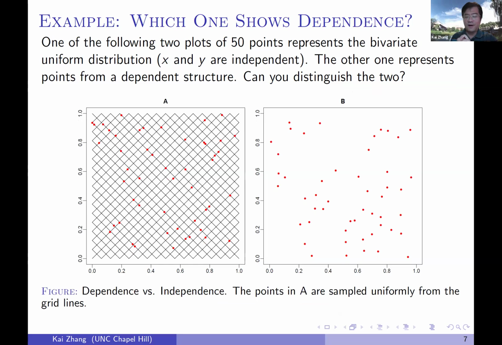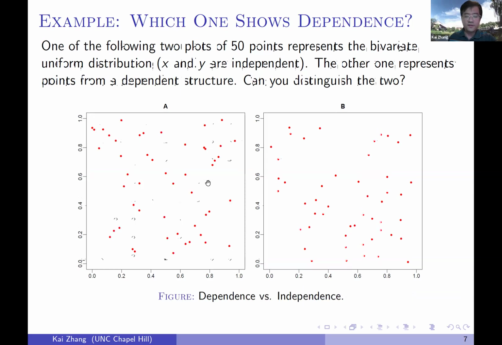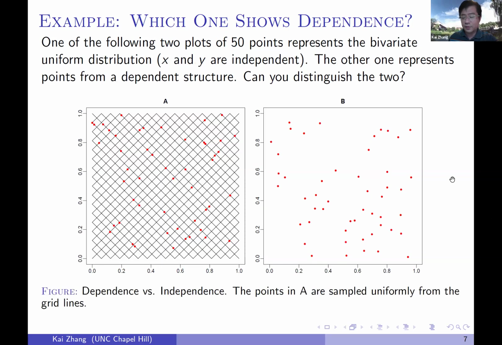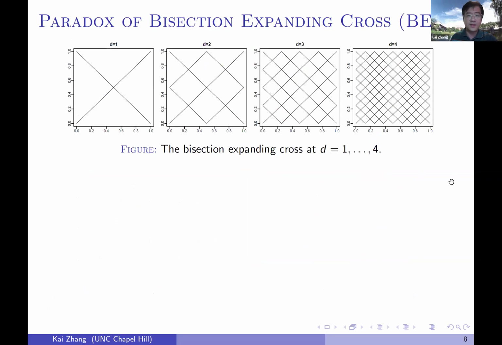The points in A are related because all the points in A are sampled uniformly from these grid lines, right? But the point of this quiz is that because the grid lines are very dense, if these grid lines are hidden, the pattern is not so apparent. And this grid, I gave it a name. I call that bisection expanding cross.